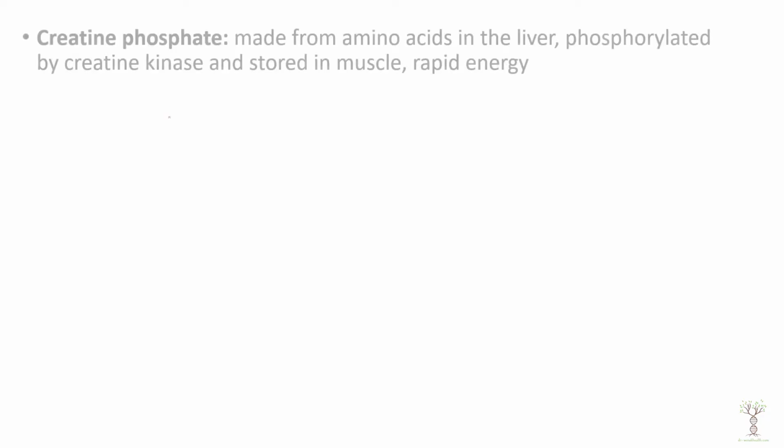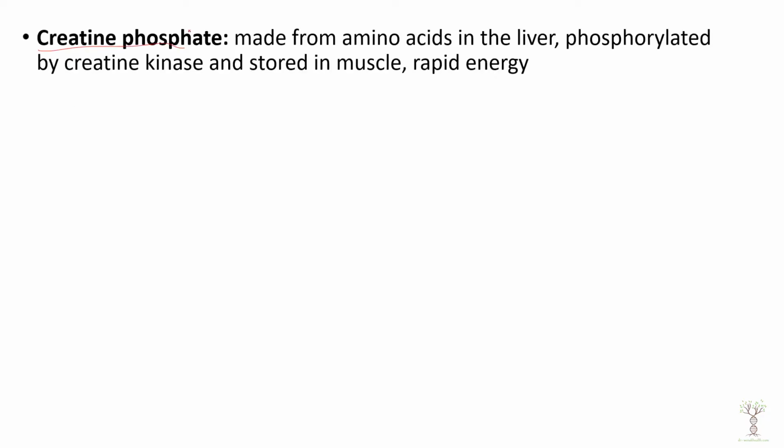I just want to go through a list of key terms, and there's a couple other molecules that we can use to make energy. Number 1, we use creatine phosphate. This is made from amino acids in our liver, and we use creatine kinase to phosphorylate it, and we can store some in our muscles. It is our very rapid initial energy supply.